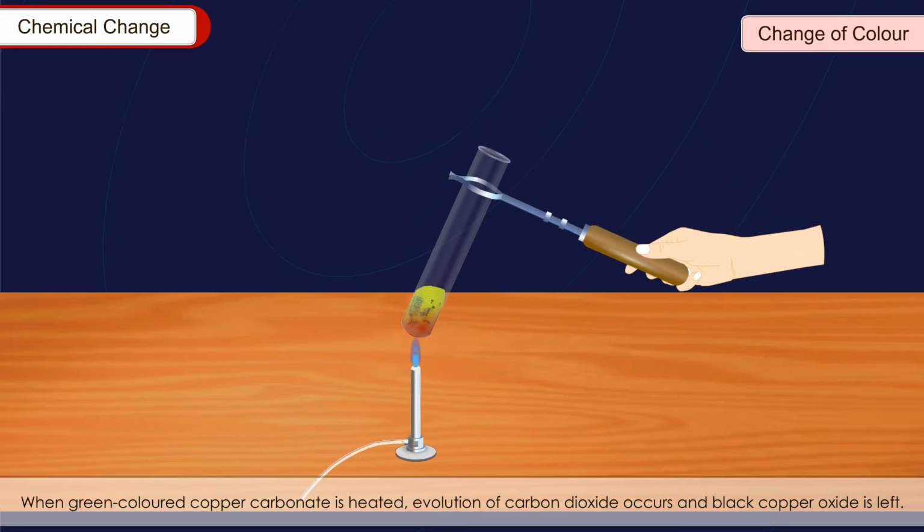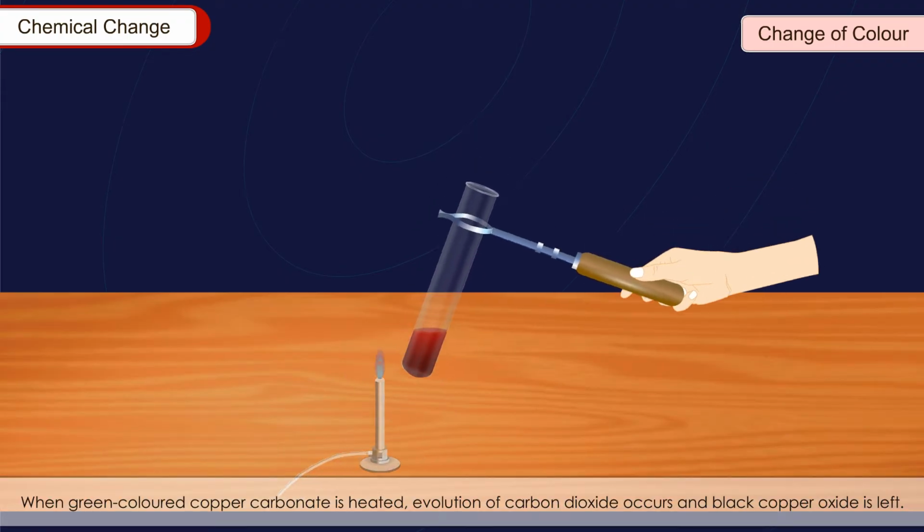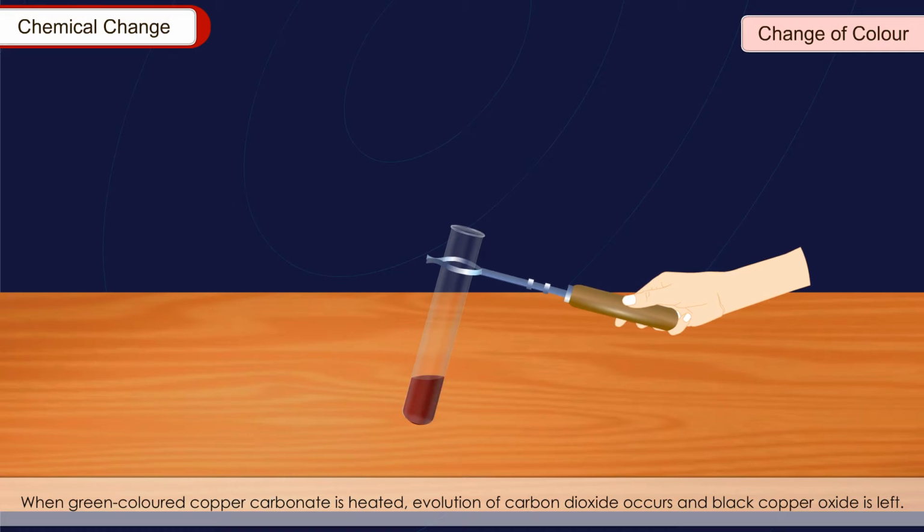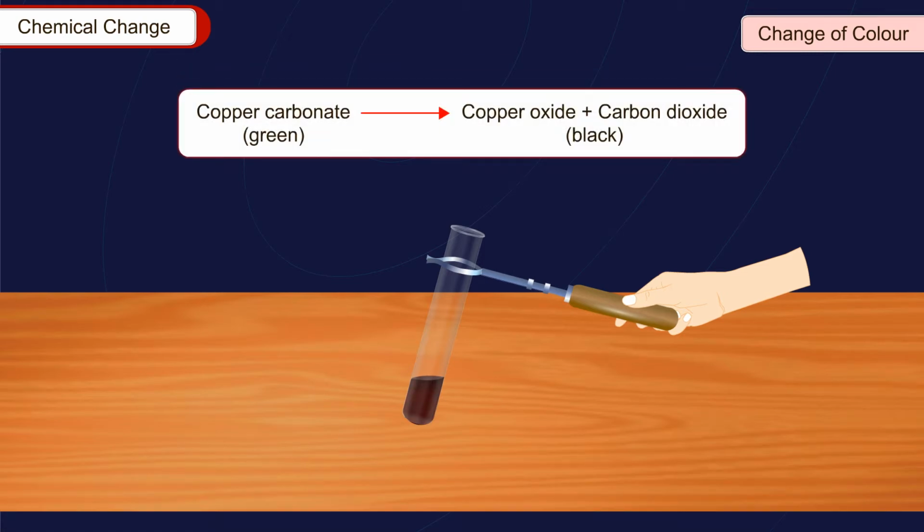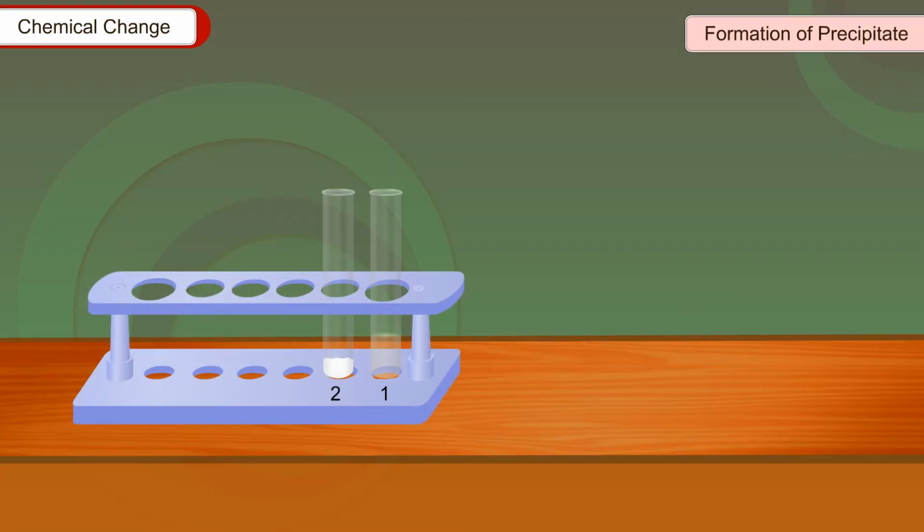Change of color. When green-colored copper carbonate is heated, evolution of carbon dioxide occurs and black copper oxide is left. Copper carbonate, green, gives copper oxide, black, plus carbon dioxide.